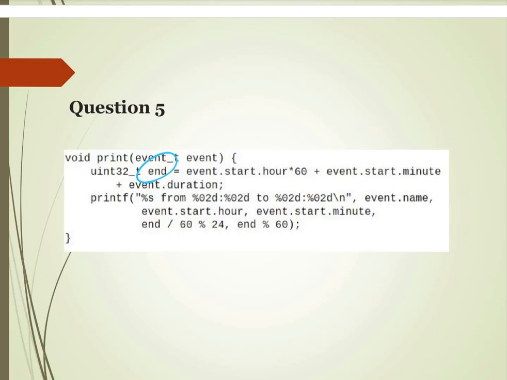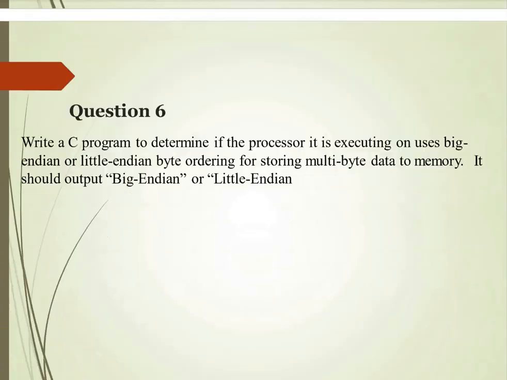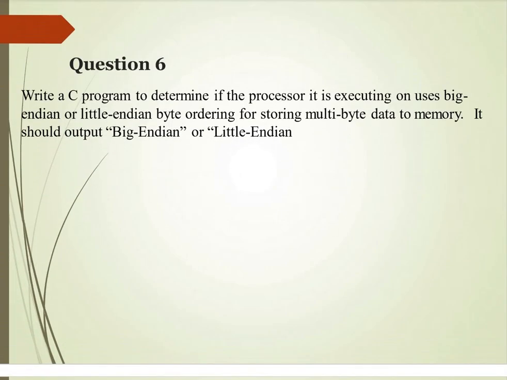Okay, so let's go to the next question, which is question 6. Write a C program to determine if the processor is using big endian or little endian. So what does it mean? It means in what order the processor loads and stores the bytes of a multi-byte value. It depends on whether the processor is implemented as big endian or little endian.